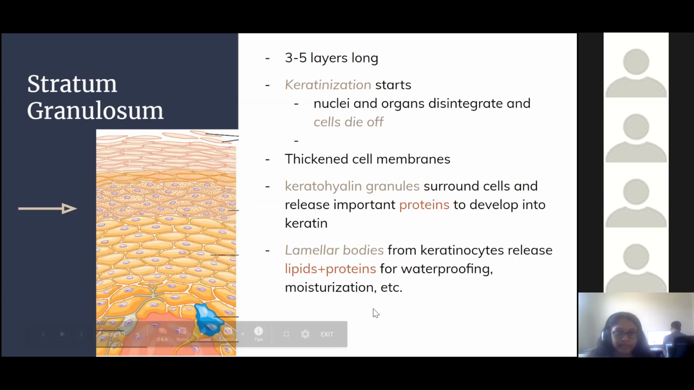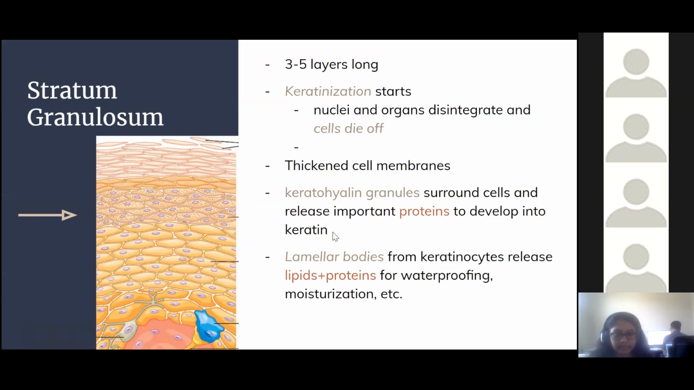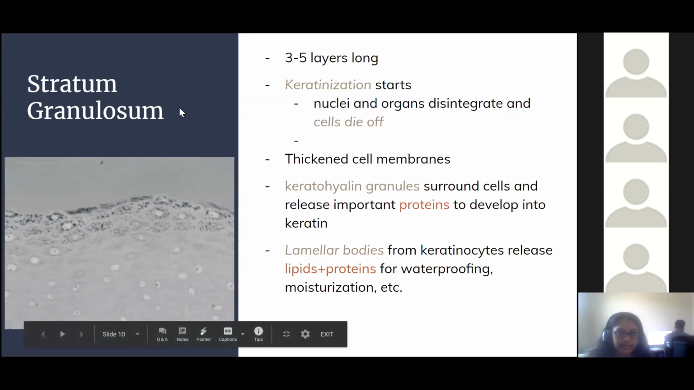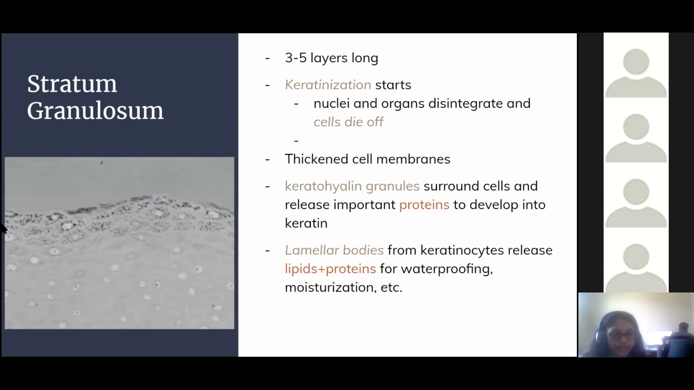Okay. Is everyone good with this slide? Okay. Can anyone guess where the stratum granulosum is in this image? The place with all the black stuff starting to form? Yep.